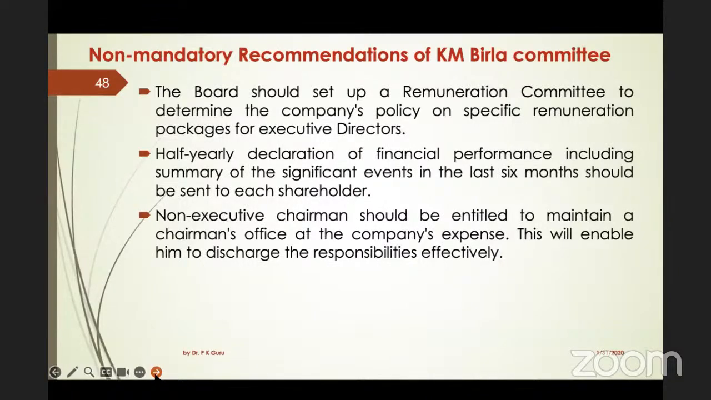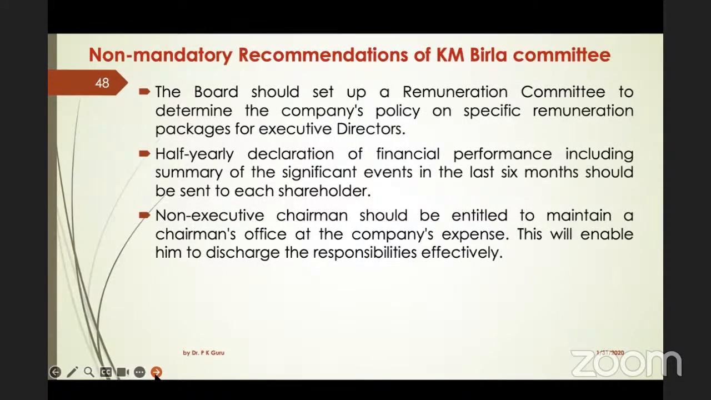The board should set up a remuneration committee to determine the company's policy on specific remuneration packages for executive directors. A half-yearly declaration of financial performance, including a summary of significant events in the last 6 months, should be sent to each shareholder. Means if you send to each shareholder, it is okay. If you don't, it is okay. But half-yearly, it is optional. But big companies do that.